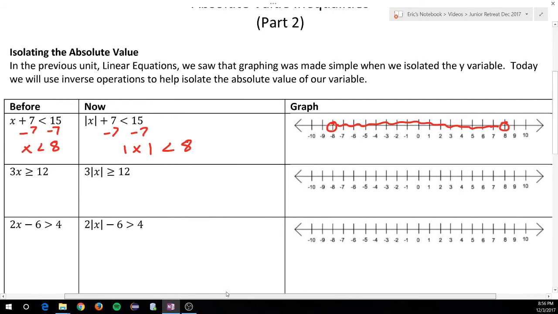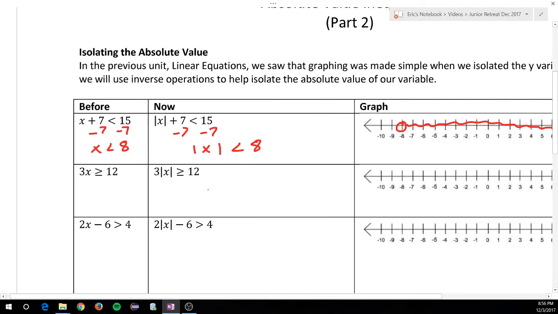Second example, 3x is greater than or equal to 12. Well, that's a multiple. So how did we make a multiple go away? You would divide. Divide both sides by 3. x is greater than or equal to 4. So if there's a 3 multiplied outside your absolute value, go ahead, use your inverse operation of division to take care of it. The absolute value of x is going to be greater than or equal to 4.